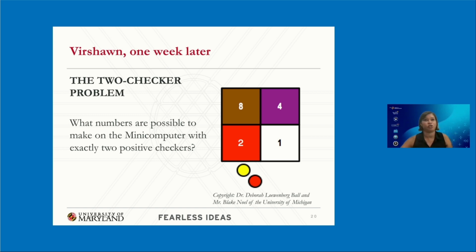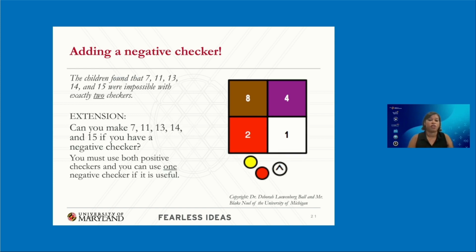Next, they're working on the 2-checker problem. The 2-checker problem says what numbers are possible to make on the mini computer with exactly 2 positive checkers, right? And so the children figure out that they found that 7, 11, 13, 14, 15 are impossible with exactly 2 checkers. So an extension is offered. Can you make 7, 11, 13, 14, and 15 if you have a negative checker? You must use both positive checkers and you can use 1 negative checker if you find it useful.